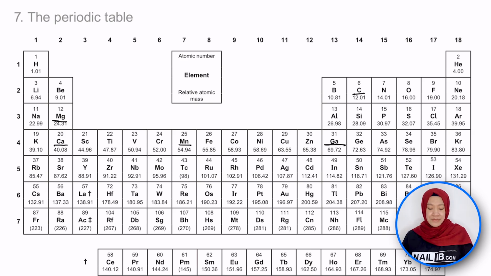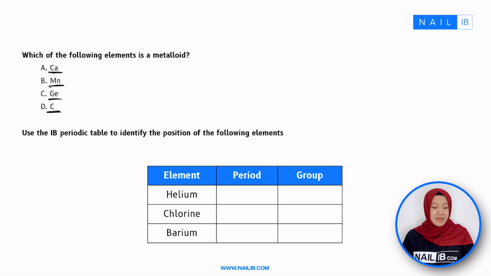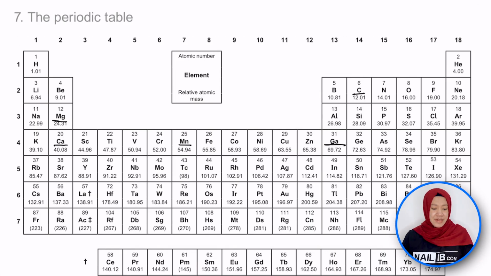Use the IB periodic table to identify the position of the following elements. We've got helium, chlorine, and barium. For period and group: the periods run from left to right, and the groups run from up to down.